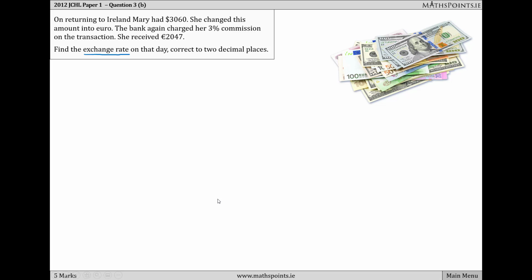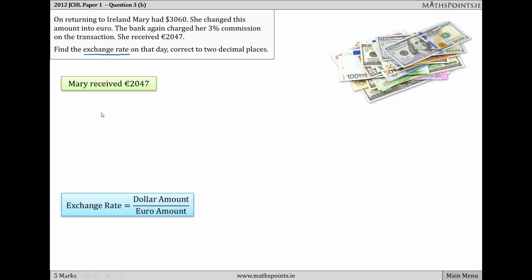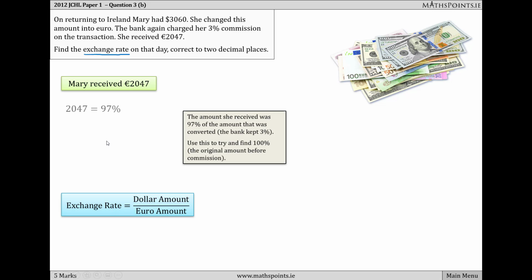Well, the exchange rate is going to be the dollar amount divided by the euro amount. What we have to be careful of is we have the dollar amount that was changed, 3,060, but it wasn't changed into 2,047. 2,047 is the amount that Mary got to keep, which means 3% of that money has already gone to the bank. If Mary got to keep 2,047 euros, well then 2,047 was 97% of the amount that 3,060 was changed into. The other 3% went to the bank for commission, and Mary got to keep the rest.